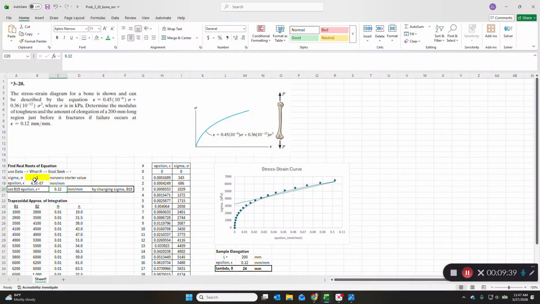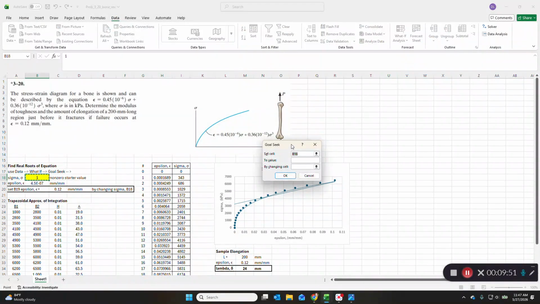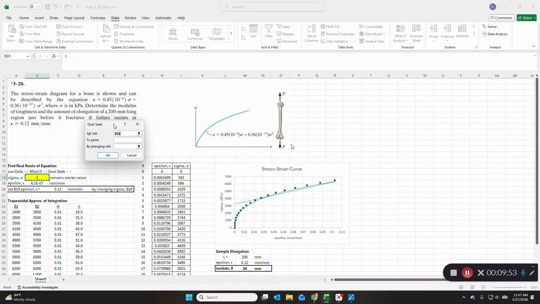So we want to know what sigma value will equate to an epsilon on the left side of the equal sign of 0.12. So it's as simple as just going to Data, What-If Analysis, and you've got a Goal Seek option, and a pop-up window will come up. And the goal seek here is we want to, actually that's not the cell we want. We want to set this cell epsilon equal to 0.12 left of the equal sign by changing sigma, and it'll solve for the roots.